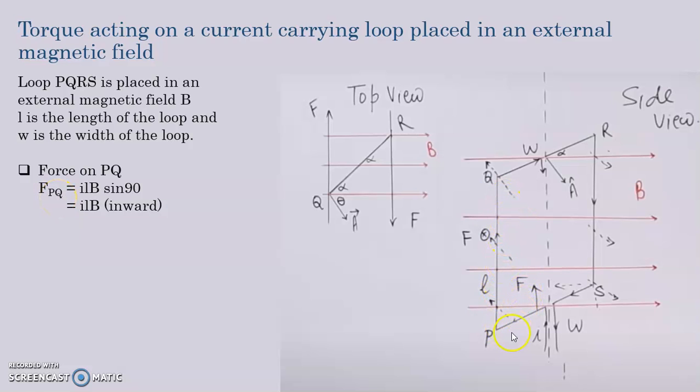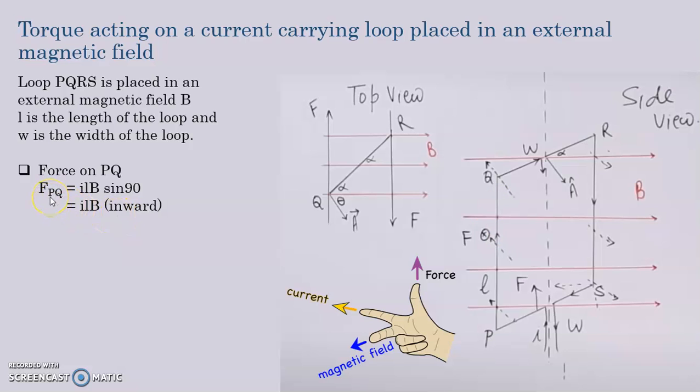Direction of this force on PQ is given by right hand rule. According to this rule, align the pointing finger of right hand in the direction of current flowing through PQ, middle finger in the direction of external magnetic field, then the thumb will point in the direction of force experienced by PQ part of the coil. Over here it will be inwards.